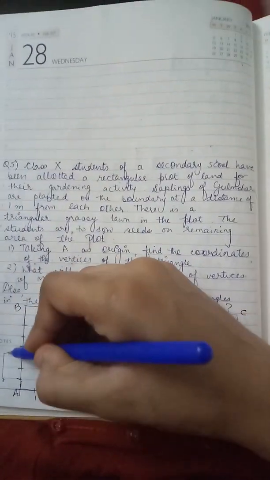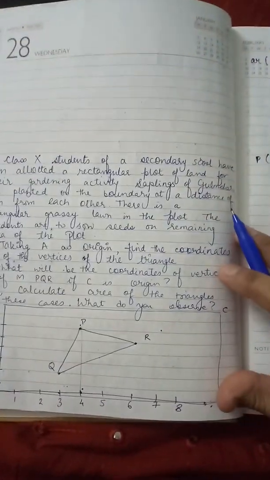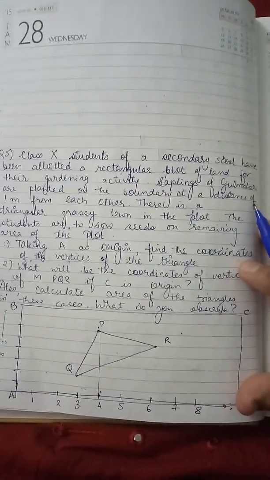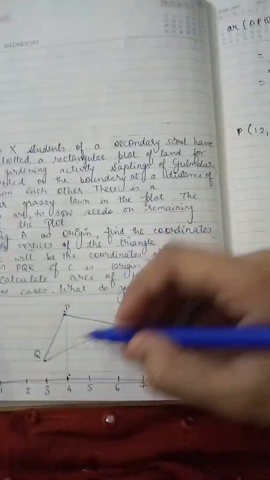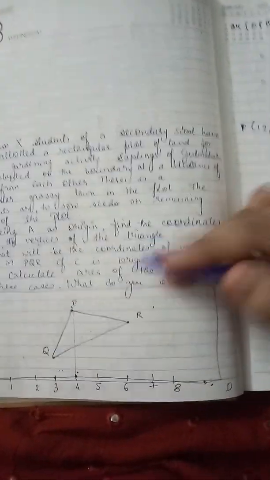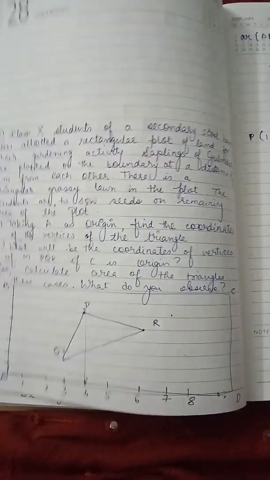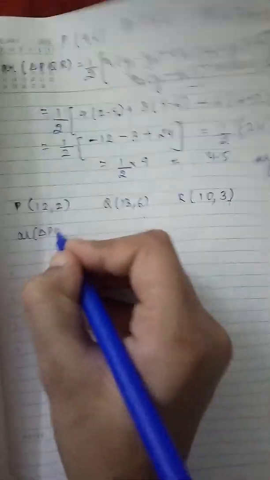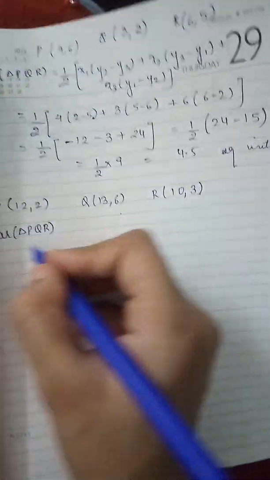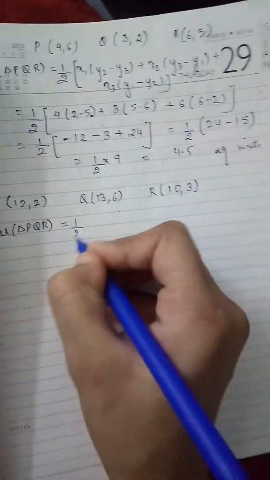Now similarly, here there are 8 divisions, so P's y coordinate was 6, so from the upper side the y coordinate will be 2. Q's y coordinate was 2, so if we take from the upper side it will be 6, and similarly R it would be 3. Now we have to find the area as well. So area of triangle PQR, and then compare if the areas of the two triangles are the same, because both are the same triangle.